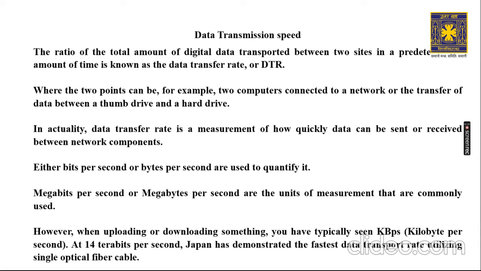You might have heard about the terms kbps, like kilobits per second, or Mbps, megabits per second or megabytes per second. These all are nothing but units of measurement that are commonly used for data transfer rate. When uploading or downloading something, you have typically seen kbps. If B is capital, then you can say kilobytes, and if b is small, you can say kilobits. So this is the unit of the data transfer rate.